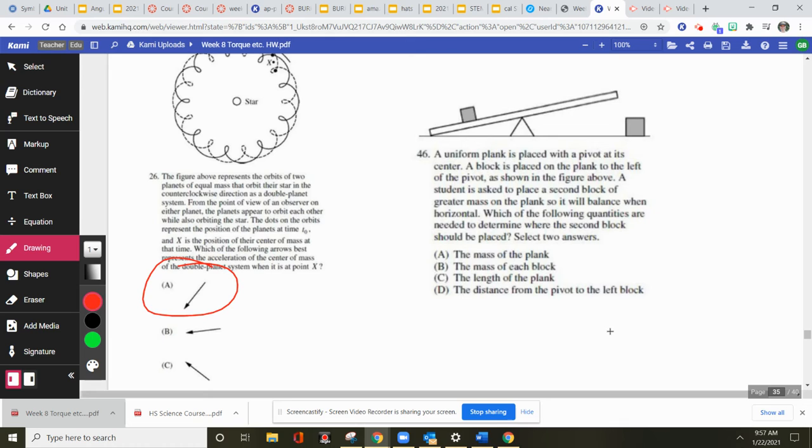Since the pivot is at the middle, I don't think the mass of the plank matters, because the torque of the board is going to provide torque on both sides, but that's going to cancel. It would be nice to know the mass of the block, right? The blocks would be good to know, and the distance from the pivot to the left block. If we knew those two things, then we could find the distance over here on the right side. So I think B and D is where we're going to go.